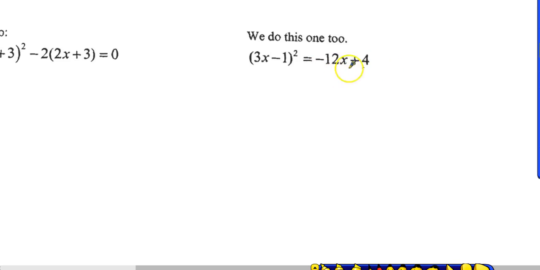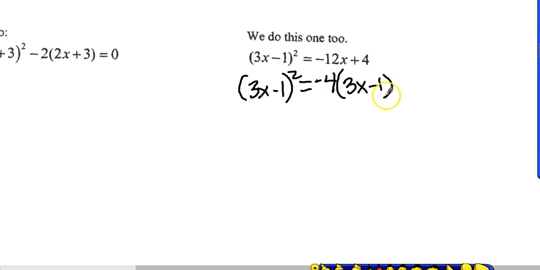Where do you see the 3x minus 1 over here? Factor out a negative 4, and that'll leave you with 3x minus 1. Oh, I'm so happy you saw that. Okay, so we would rewrite it to find the 3x minus 1. Our factoring skills are helping us out.